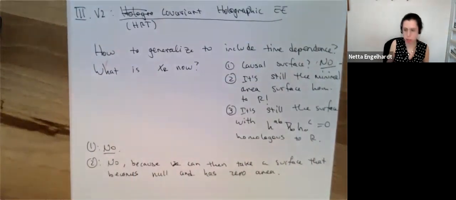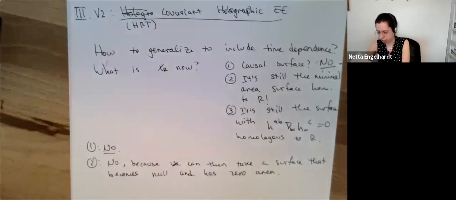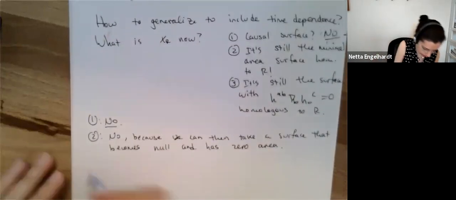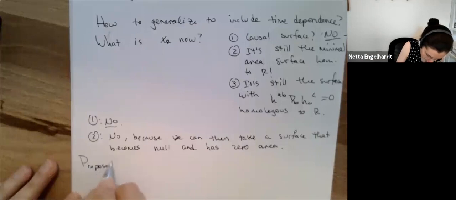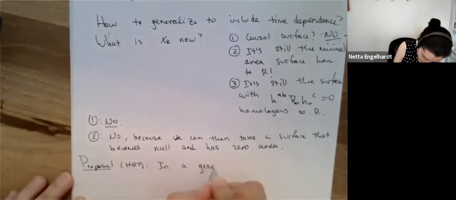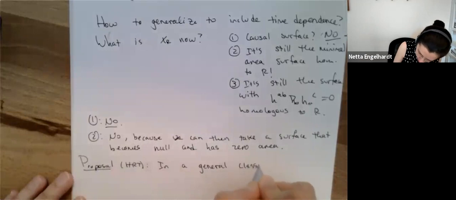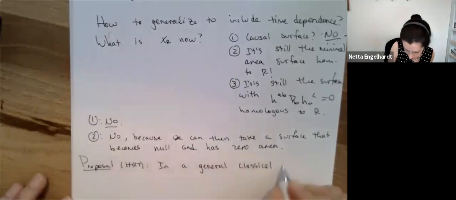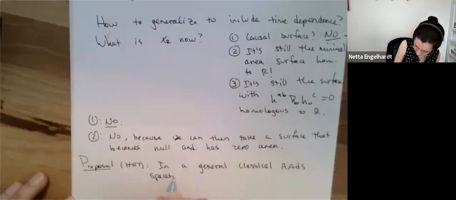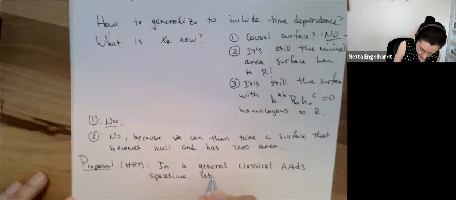So the natural expectation then is, well, probably then it should be 3, right? So that is indeed the idea. The proposal is that indeed it is 3. So in a general classical, we still haven't included quantum corrections, so classical, asymptotically AdS spacetime, that we're going to have to demand satisfies the null energy condition.